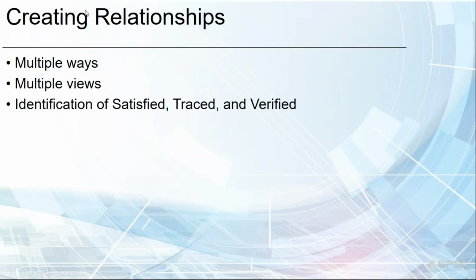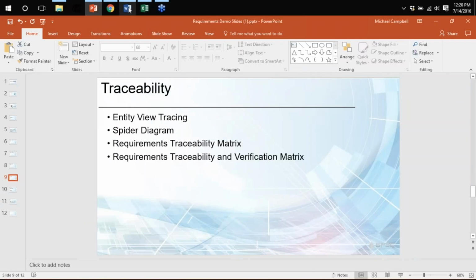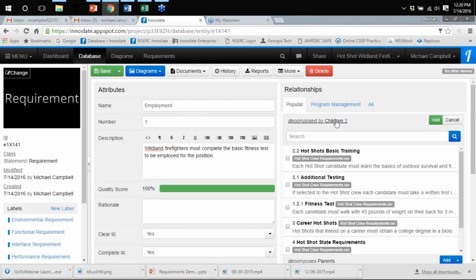So as we look at creating relationships, there are multiple ways to do this in Innoslate. We can certainly use multiple views to do this. And this allows us to create identification of a requirement being satisfied, traced, and verified. So this is going to be a little more extensive. So let's go into Innoslate again. So like I said, we can create the relationships over here.